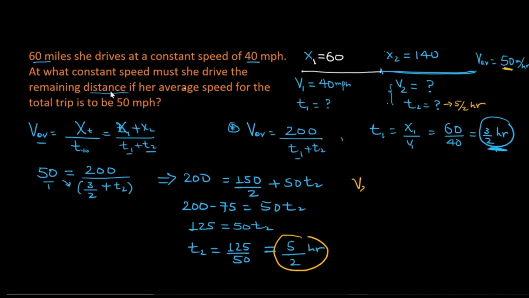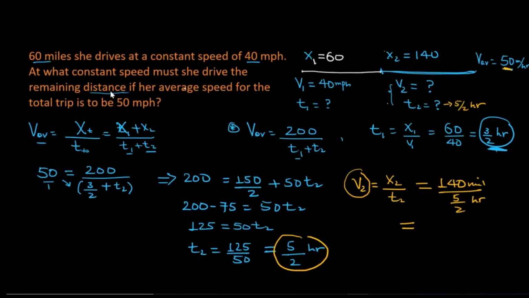V2 is equal to, now what is velocity? Velocity is distance over time. What distance? The 140, which is x2, over what time? T2. Because you are looking for V2. So this will give you 140 miles, of course, over T2, which we found here: 5 over 2 hours.